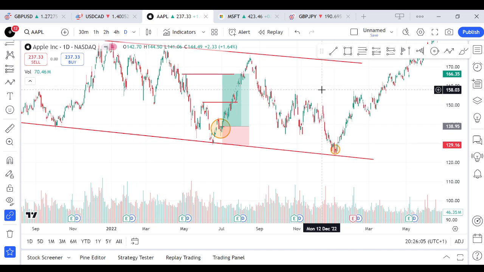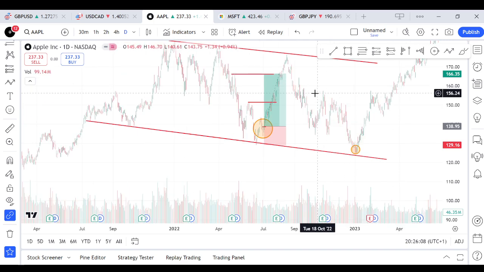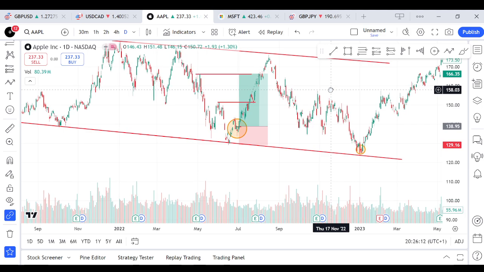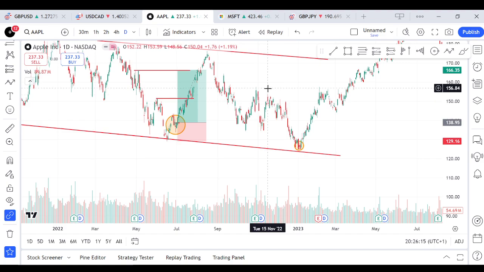It's essential you always place your stop loss orders, as this protects you in case the market moves against your position. So here's another opportunity.